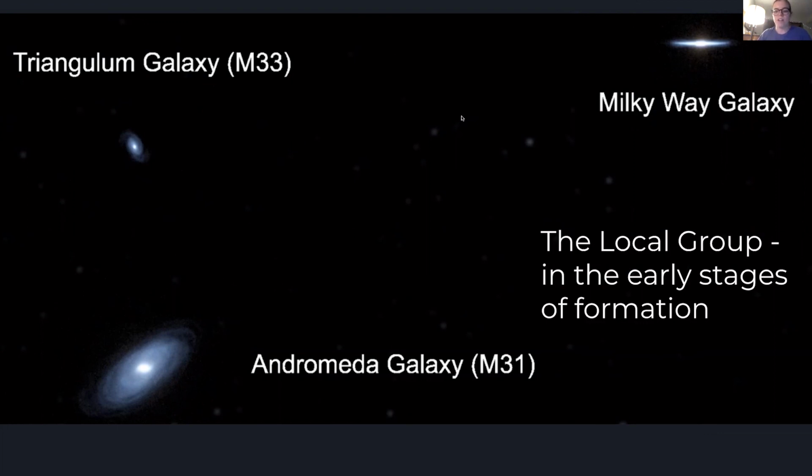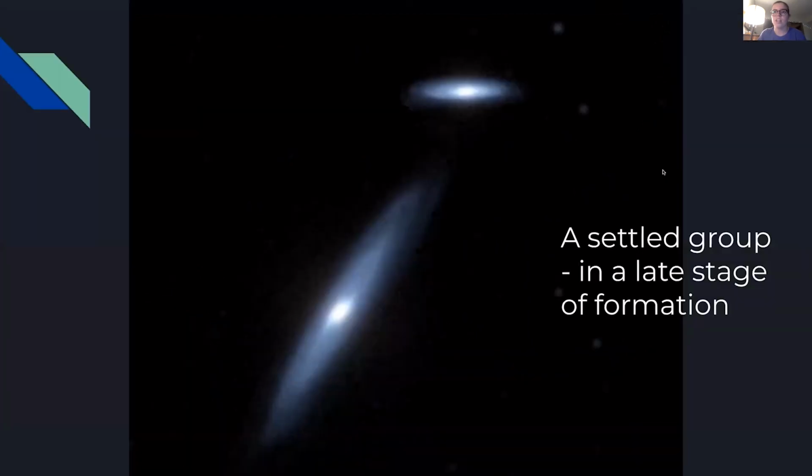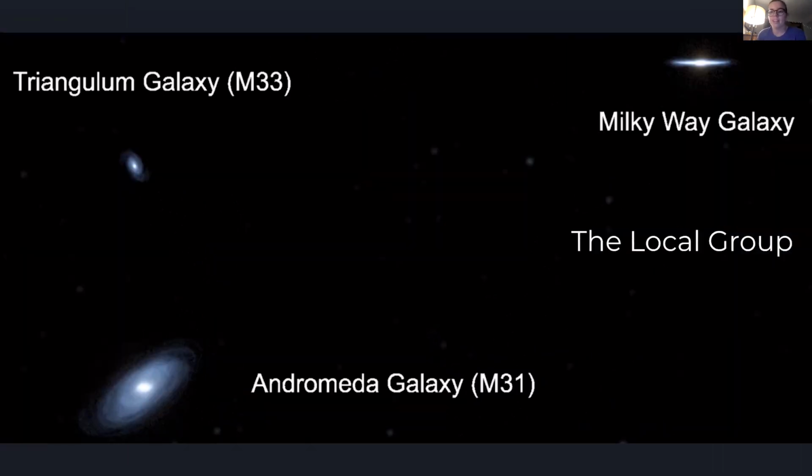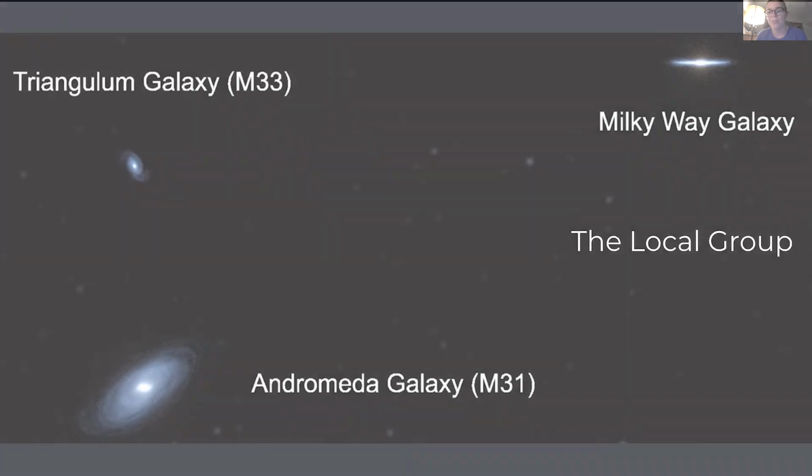And most galaxy group finders tend to find groups that are in the later stages of formation and more settled and closer together. The galaxies are closer together. But a lot of group finders miss groups like the local group. So with this new group finder, we can identify groups like the local group and get an idea of how common galaxy groups like our own are in the universe.